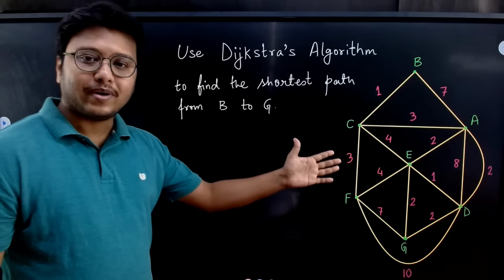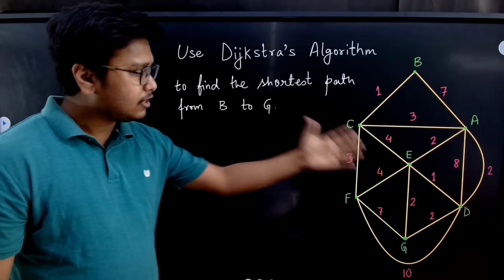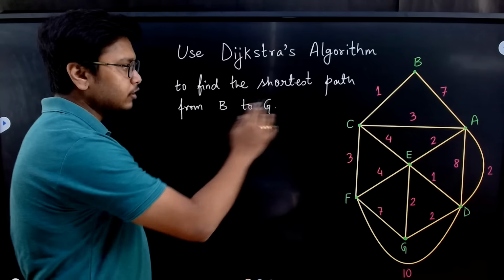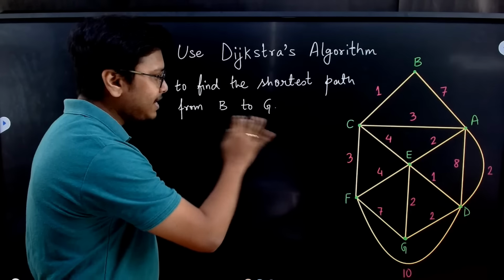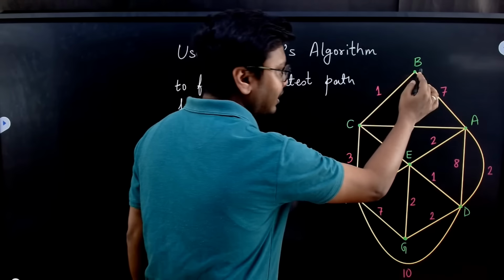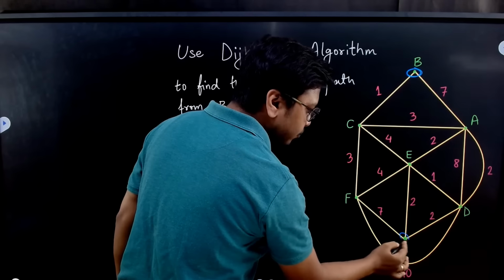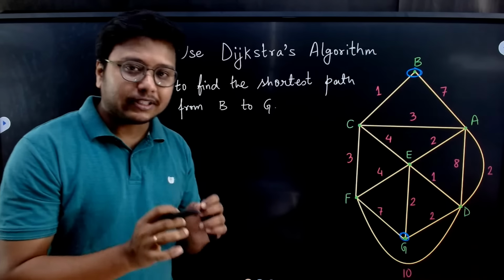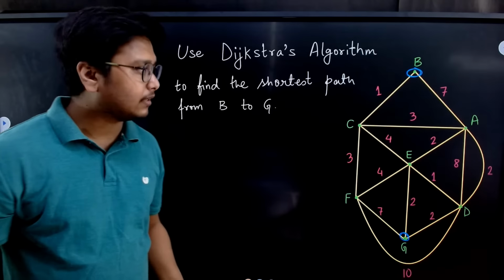So this is the very first question that we are going to deal with. Given this graph, we need to find out the shortest distance, or the shortest path, between B and G. That means from the vertex B, we need to travel to the vertex G and find out the shortest path, and obviously the weight corresponding to the shortest path.